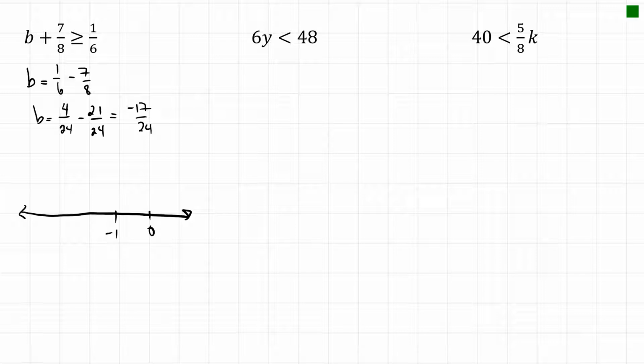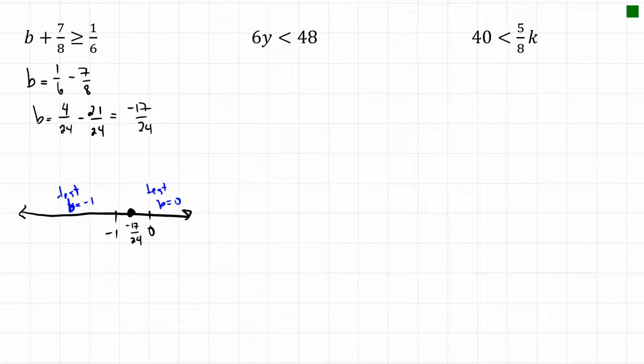Now if I put that on a number line, -17/24 is between -1 and 0. So there's something like that. And I want to test 2 points around that. So I'm going to take one test on this side, and an easy one would be b equals -1. And on the other side, b equals 0. So let's test that in the equality.